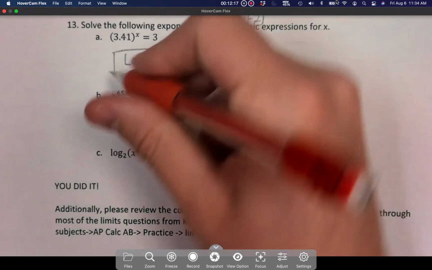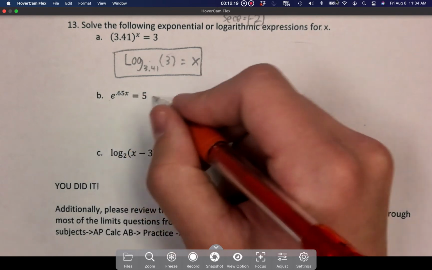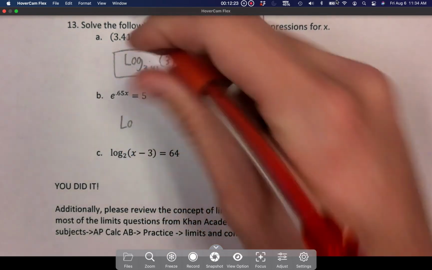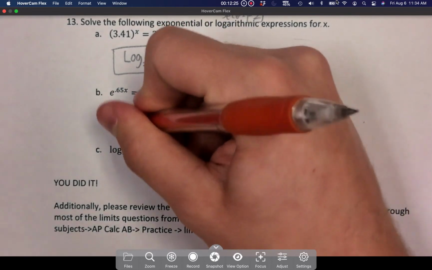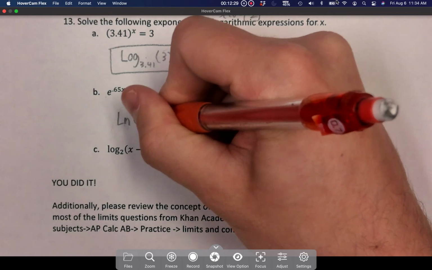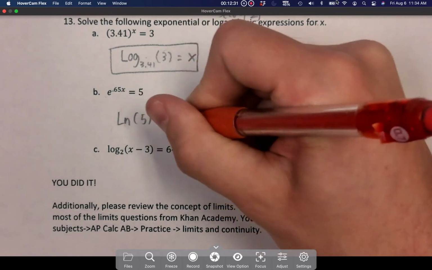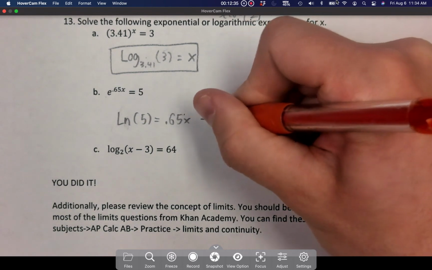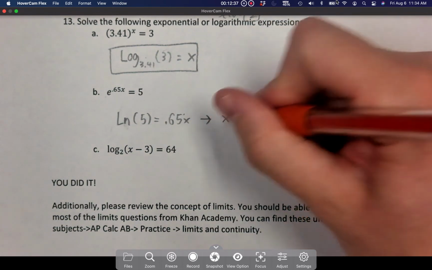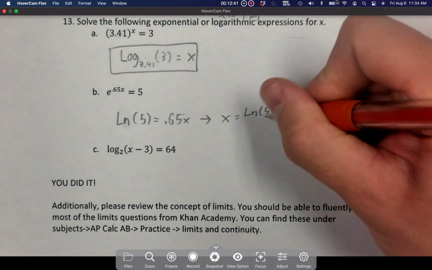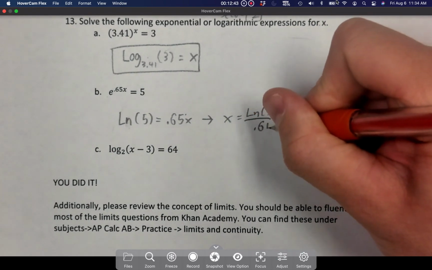All right, up next with the same idea. E is our base, that is my exponent, and that is my answer. So we really have a, whoops, I don't have a log, I have a natural log, because E is my base. So I don't have to write the E on the bottom, it's implied, but the natural log of 5 will be equal to that exponent. Now I just need to simply get x by itself, so that's x equals ln 5 divided by 0.65.